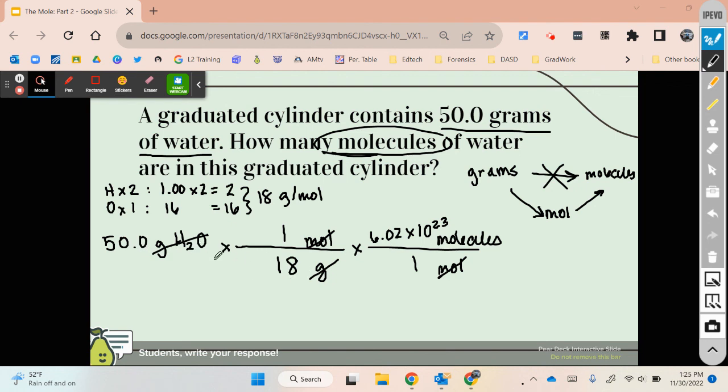Now what I'm going to do is type this in my calculator. I would recommend with these multi-step problems, if you have trouble with your calculator not following order of operations, break this up. Do this step first, then multiply it by 6.02 times 10 to the 23rd. So this answer is equal to 1.67 times 10 to the 24th molecules of water. Here I have 3 significant figures with my answer. 3 significant figures were given to me and provided to me.